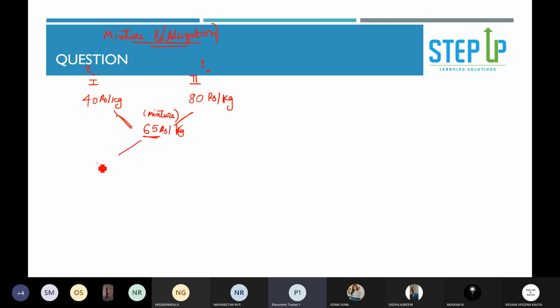80 minus 65 is what? 15. And 65 minus 40 is 25. So we always subtract the smaller one from the larger one. It doesn't matter which side. Had it been written 80, 40 here, we still would have done 80 minus 65 and 65 minus 40, 25. So you will get 15 and 25, which is 3 and 5.